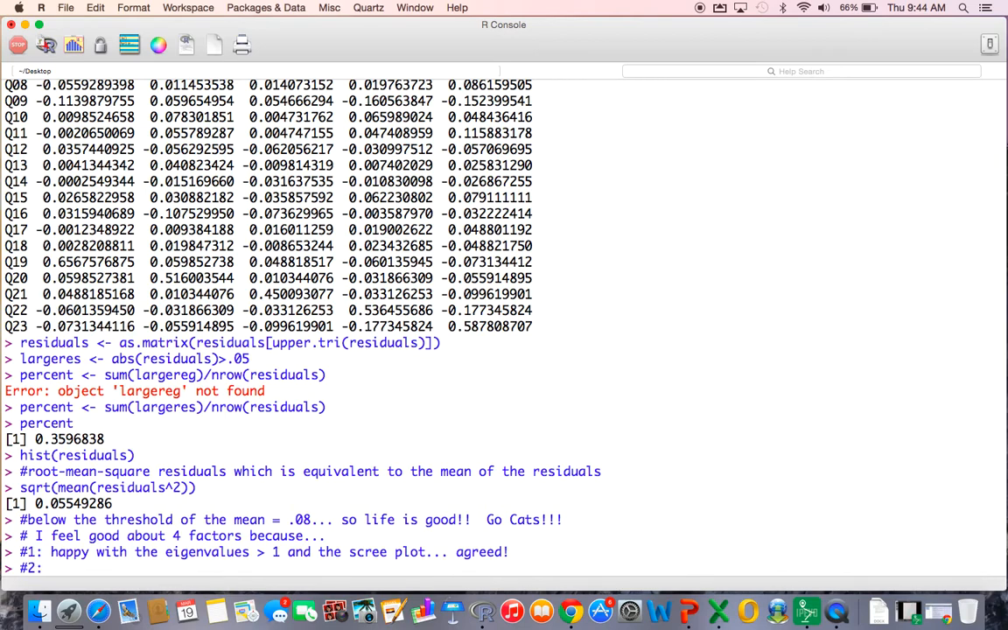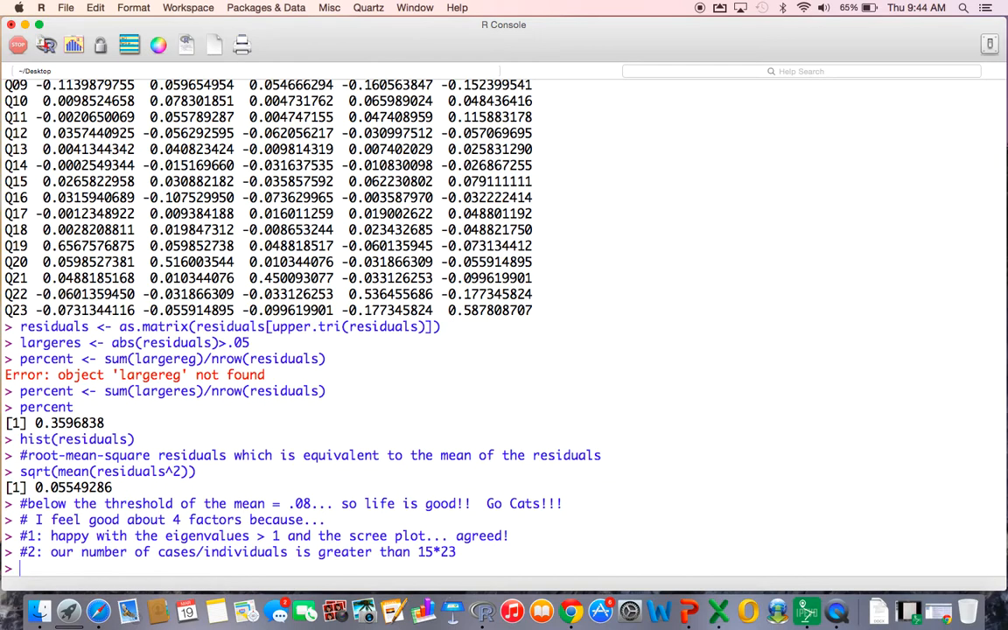The second thing, we have 15 times 23 is greater than our number of cases. I forget how many cases we had. Let's just say our number of cases, individuals, is greater than 15 times 23. So 15 is just the multiplier, the constant. So I'm happy with the sample size.